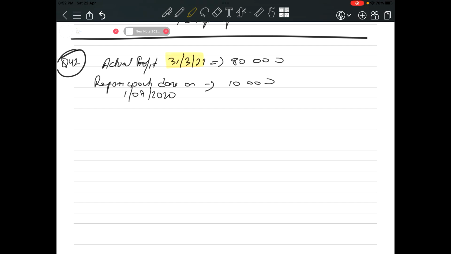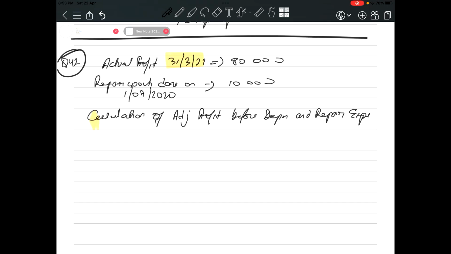Now I'll have to calculate adjusted profit subject to depreciation. We have to provide depreciation on the adjusted profit. Now I will say calculation of adjusted profit before depreciation and repair expenses. What will be the amount? I'll explain this in detail, for those who don't understand. 80,000 is the actual profit. Now if I add back this 10,000, it will be 90,000.